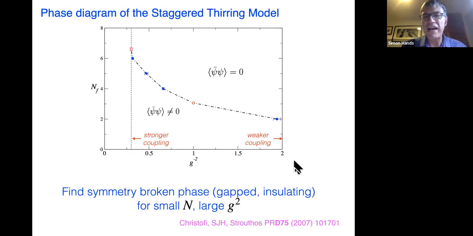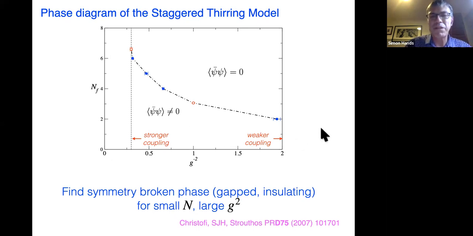But I pressed ahead, and over a series of papers, we worked out this phase diagram for the Thirring model defined with staggered fermions. Across the horizontal axis it's actually inverse coupling, so coupling is getting weaker as I go to the right, and stronger as I go to the left. The vertical axis here is the number of flavors. What we were able to show is that if the number of flavors is large or the coupling is weak, in other words, to the top right of the diagram, then no condensate forms. We're talking about an ungapped or conducting phase. And if I've got a small number of flavors and the coupling is strong, then the condensate forms, and I've got a gapped insulating phase.